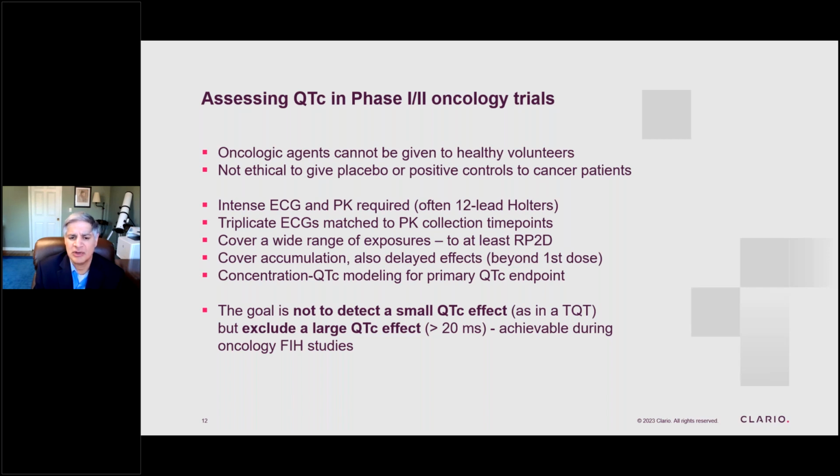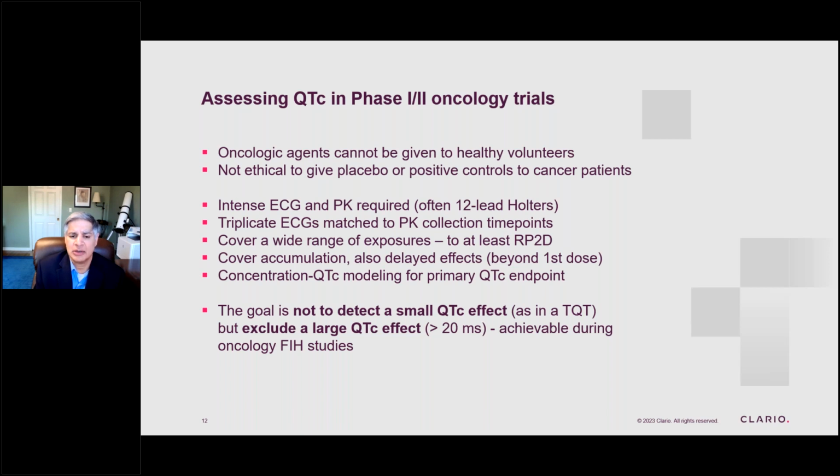When assessing QTc interval, just like in other therapy areas, we really want to look at the change in QTc in regards to exposure of the asset. So you're looking to collect intense ECG PK pairs. This is done by using continuous ECG 12-lead holders. This can also allow us to collect triplicate ECG, so it can increase the sensitivity for assessing the QTc interval.